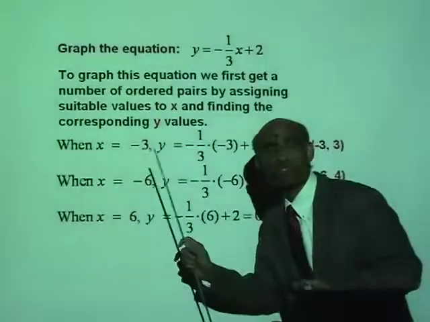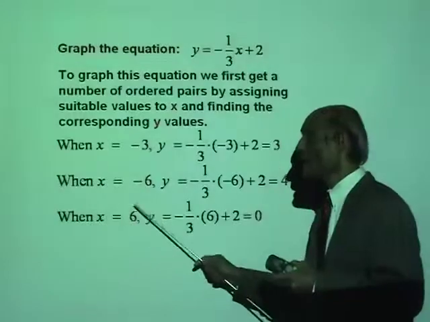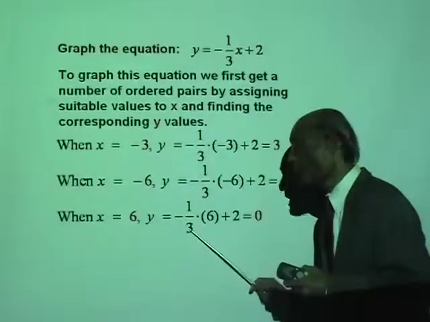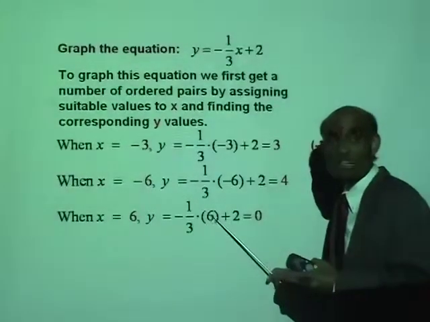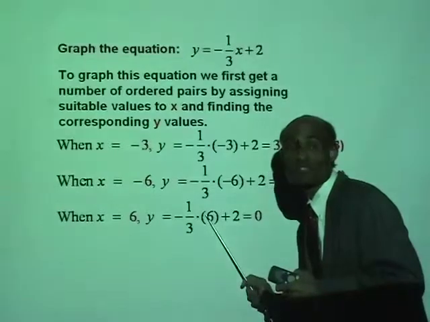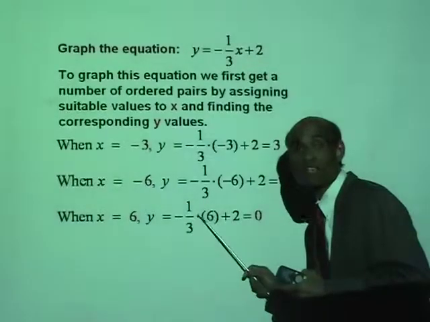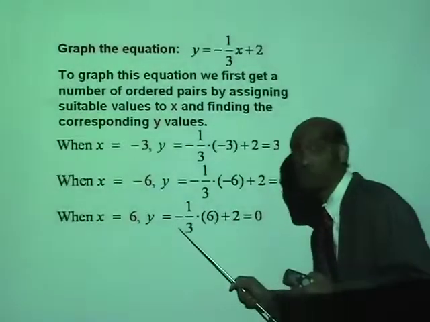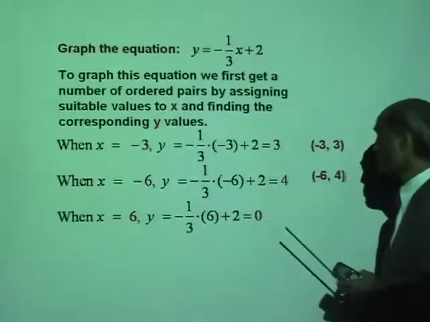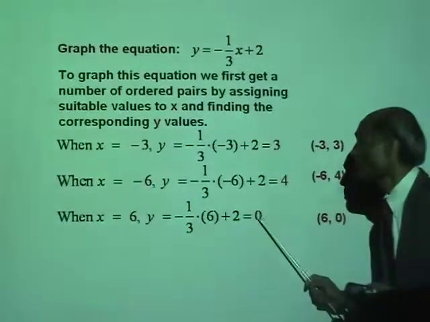Okay, let's now choose x equal to positive 6. Let's see how many of you can find the value of y. X equal to positive 6, what is the value of y? y equal to -1/3 times x, where x is replaced by 6, plus 2. Now, what is -1/3 times positive 6? Well, 3 goes in 6 2 times, and the answer will be negative. So this will be -2, and -2 added to positive 2 is 0. So what is the ordered pair? The ordered pair is 6, 0. When x equal to 6, y equal to 0.